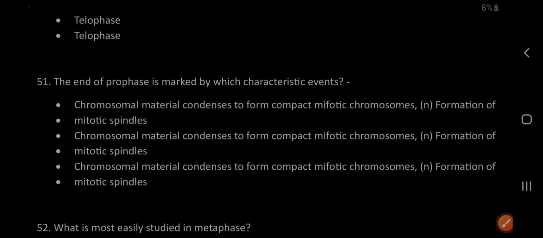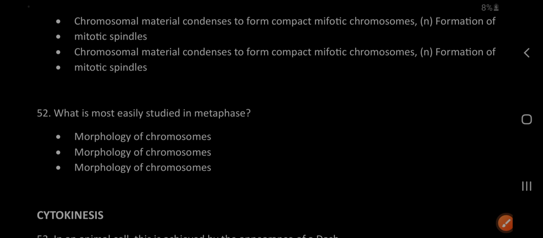Second one is formation of mitotic spindles. Chromosomal material condenses to form compact mitotic chromosomes. Second one, formation of mitotic spindles. Morphology of chromosomes is most easily studied in metaphase.